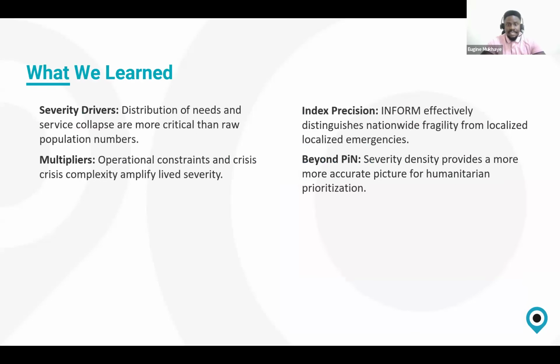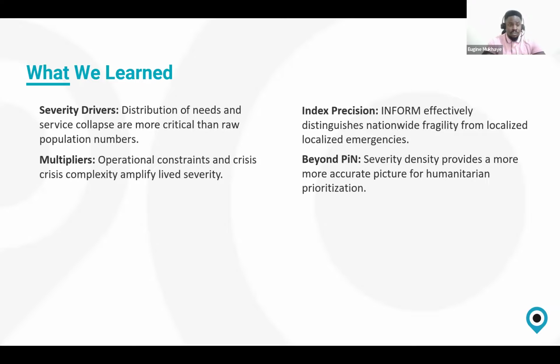So what have we learned? Across these comparisons, a few patterns become very clear. First, the number of people in need alone does not explain severity differences. Secondly, the distribution of severe conditions within the population is very critical. As we compared earlier, a country which has people in level 5 cannot be compared to a country which has only people in level 3, and so on.